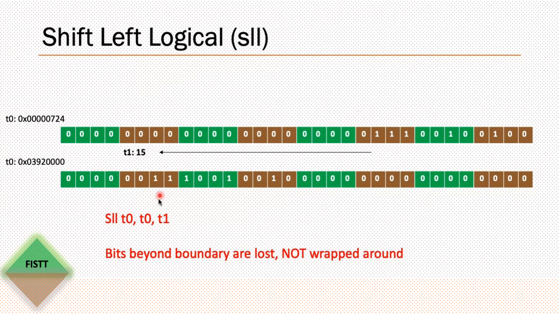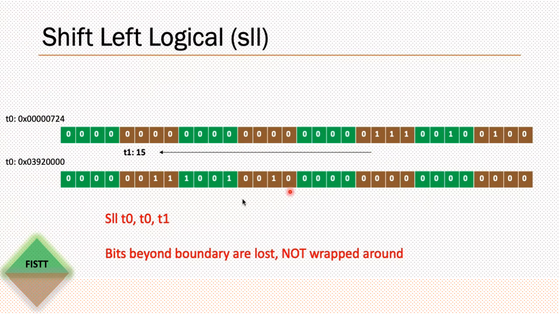First, the syntax for the shift left logical is SLL, the destination register, operand 1 register and operand 2 register. What this does is the value in operand 1 is shifted by the positions mentioned in operand 2 register, and the result is stored into the destination register. Let's assume that we have this number in the T0 register, and I have expanded that into bit nibbles here. 000000724, so that's this value.